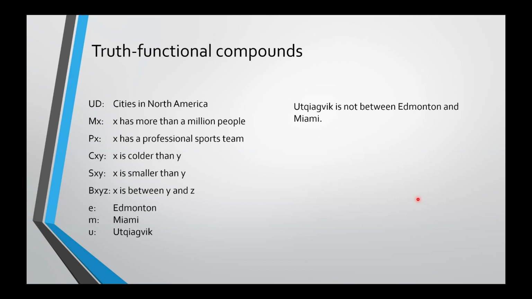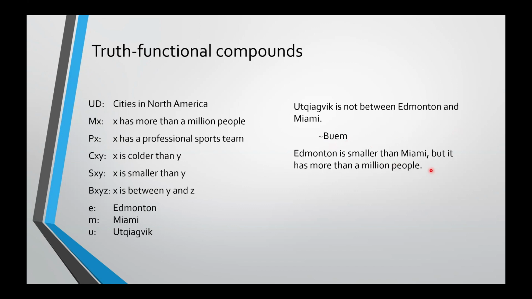Now, because PL contains SL, you can also form truth functional compounds of atomic sentences. So we'll look at a few of these. Here's a simple one: Utqiagvik is not between Edmonton and Miami. This is not BUEM. This is Utqiagvik is between Edmonton and Miami, and we just put a negation in front of it.